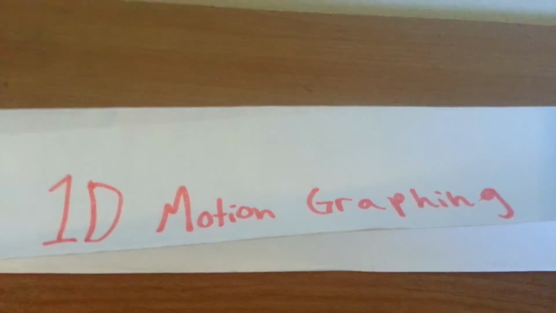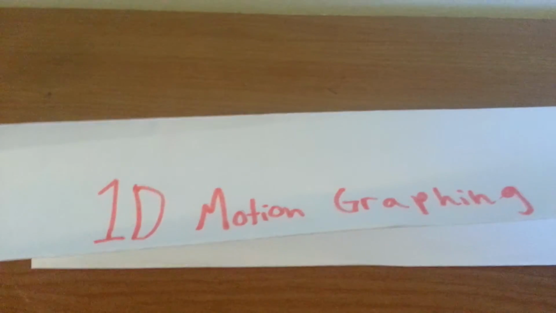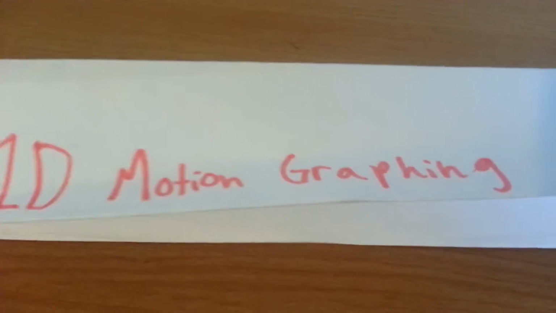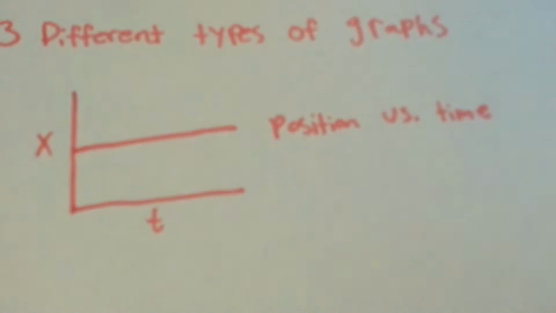So it's position versus time, velocity versus time, or acceleration versus time. Those are the three types of graphs that are present in this curriculum or unit. So let's get to it. As I said before, there are three different types of graphs. The first one being the position versus time graph.